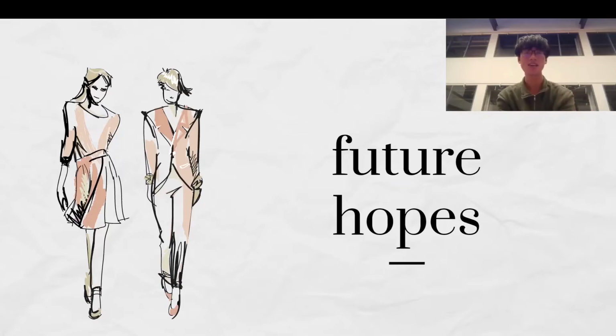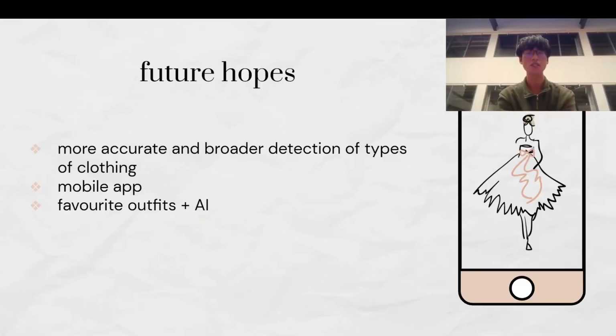Given the limited time of this hackathon, there's so much we weren't able to accomplish, but there's also so much we would love to finish in future iterations. Firstly, we hope to have a more accurate detection of the types of clothing, and also a broader capability of detection, so we'll be able to detect more categories of clothing. And this can be accomplished by using higher resolution imaging.